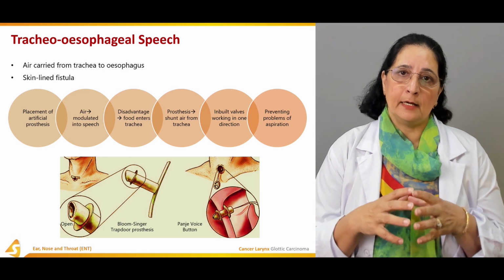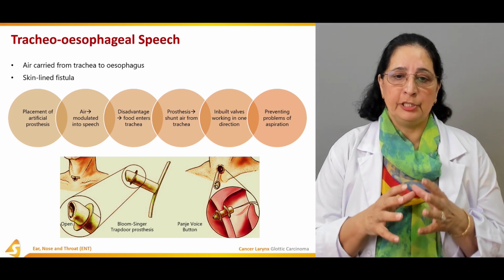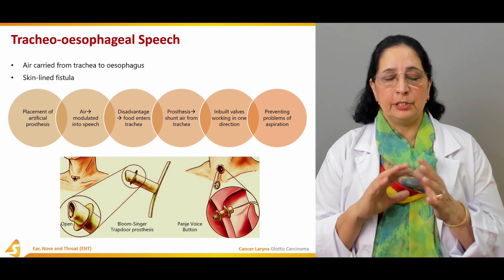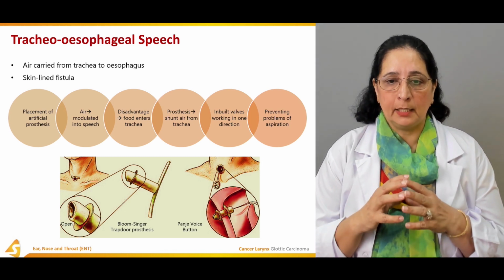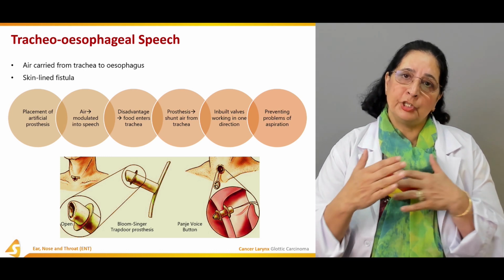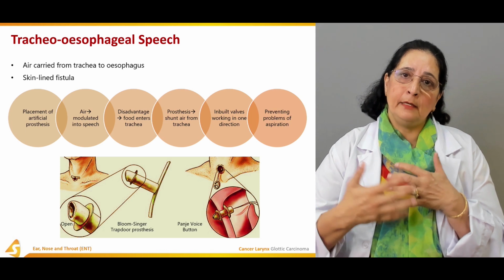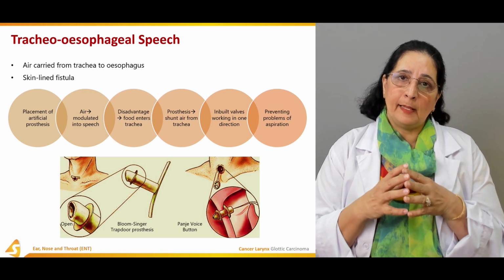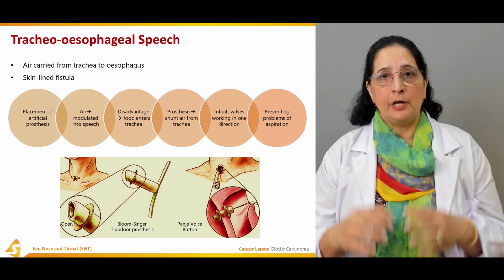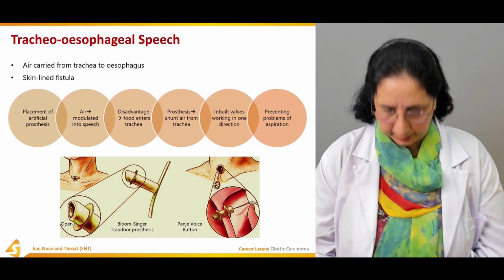So food can enter in tracheoesophageal speech, and then there is a prosthesis which shunts the air from the trachea, and we should use the inbuilt valves. The function of these valves is to prevent the backflow. So when these valves are used, they prevent the aspiration or entry of food into the trachea.